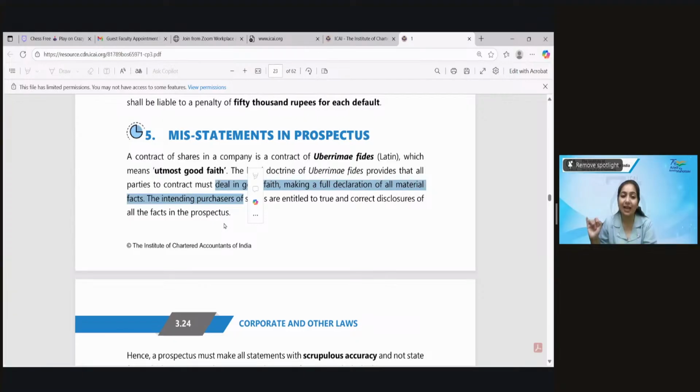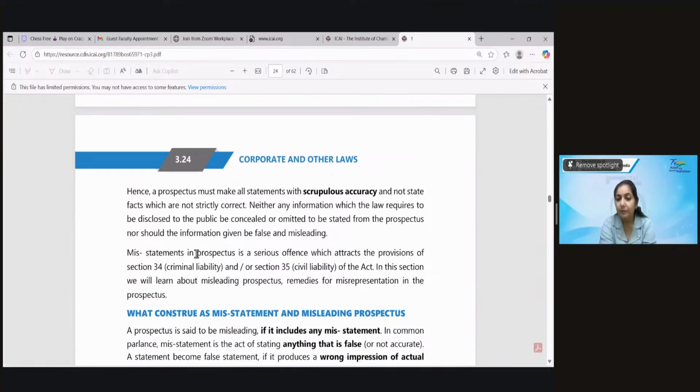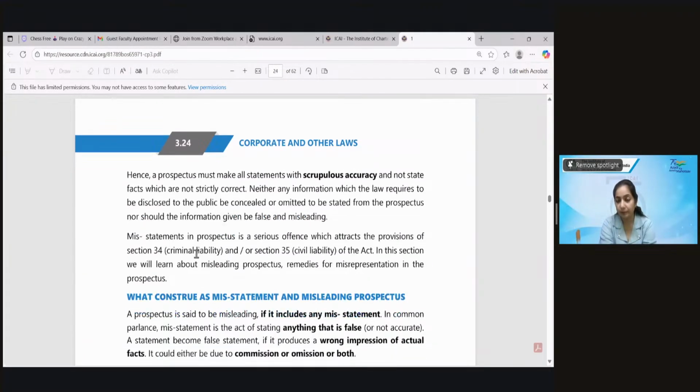Uberrimae fidei, that is a Latin maxim, which means utmost good faith, that you do not hide any facts. Similarly, the prospectus is the company's contract with outsiders, investors, so it has to be in good faith and all the material facts have to be disclosed. The purchasers should be given a true and correct picture of the facts of the company with full accuracy. Scrupulous accuracy means you have to make your prospectus with full accuracy, and not state facts which are not strictly correct. Don't write something which is not correct.